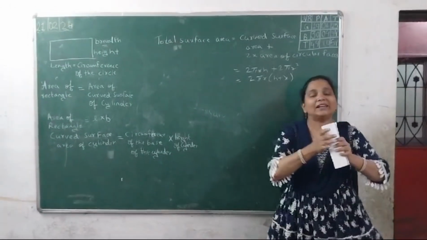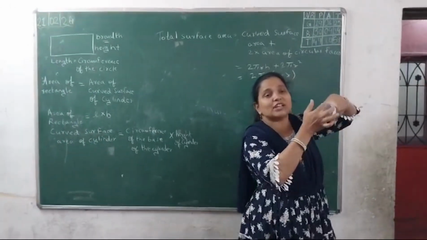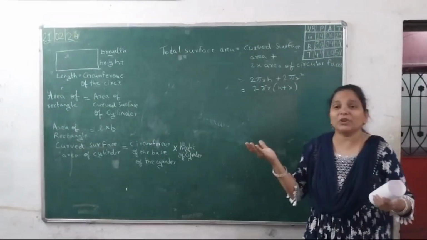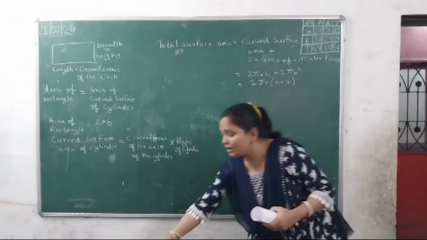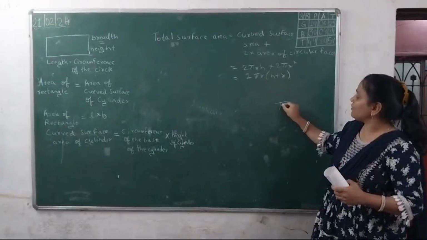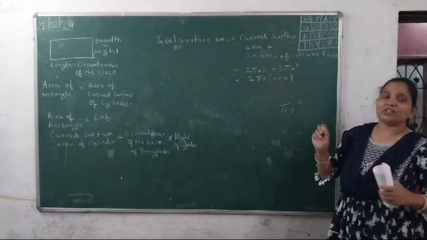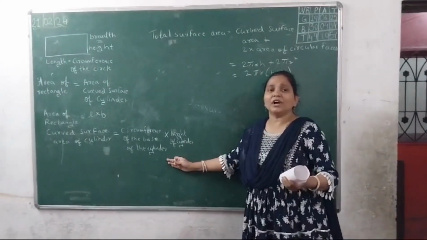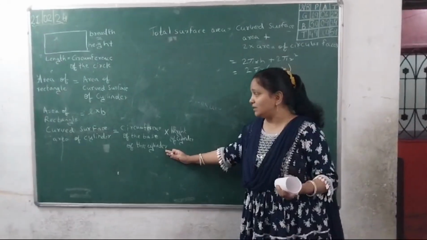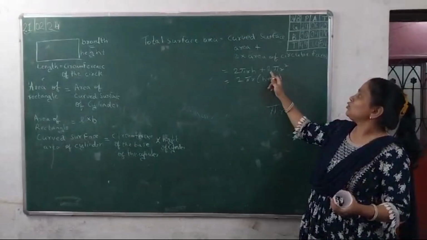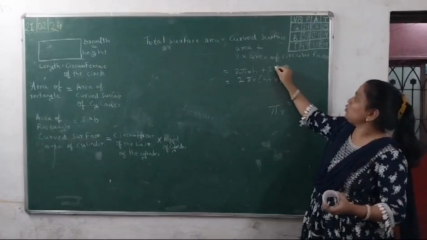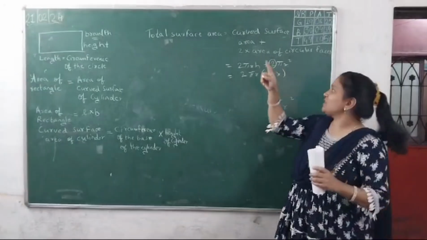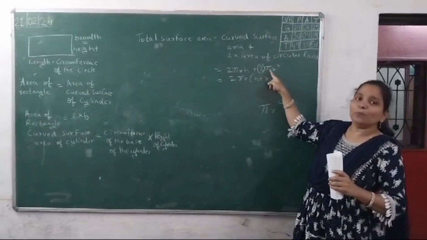We know that it is a circular shape, so circular shape means the area of a circle. The area of a circle formula is pi r square. So what we will do is take the curved surface area plus 2 pi r square. Why have we taken 2? Because how many lids are there? There are 2 lids. That is why we have taken 2 pi r square.